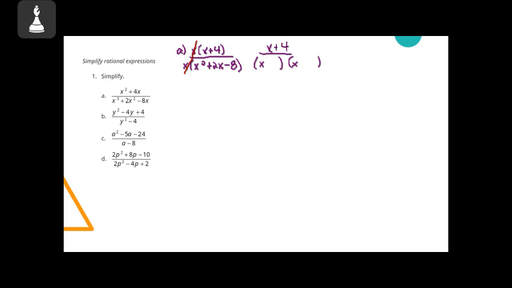Well, working with 8, 8 and 1, or 2 and 4. Working with 2 and 4, if I do 4 minus 2, I get 2. And 4 times -2 is -8. So the bottom can factor into x plus 4, x minus 2. And you'll see then that the x plus 4 on top will cancel with the x plus 4 on bottom. And that means that this first one simplifies to just 1 over x minus 2. And this is the process we're going to follow for all of these problems.